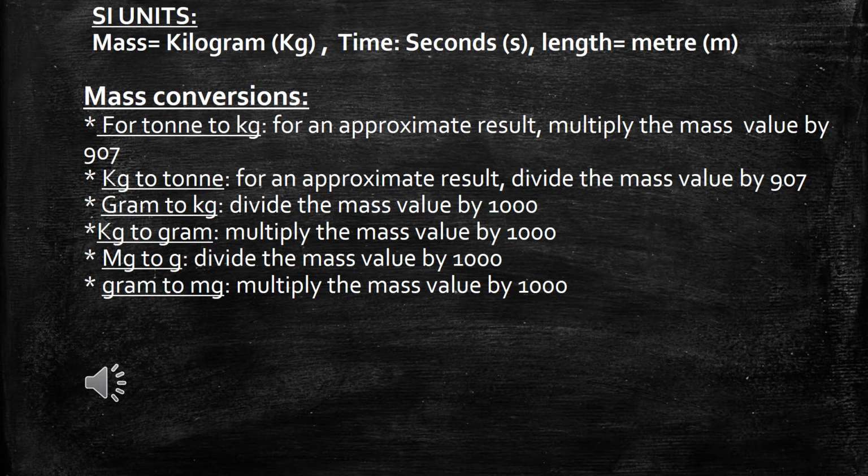Now moving toward the next one, we have milligram to gram. Whenever we convert mass from milligram to gram, we divide the mass value by 1000. For example, if I ask you to convert 2 milligram into gram, you just divide it by 1000, and whatever the answer is, it will be represented in grams. And the last mass conversion is gram to milligram. For the conversion of mass from gram to milligram, you just multiply the mass value by 1000.